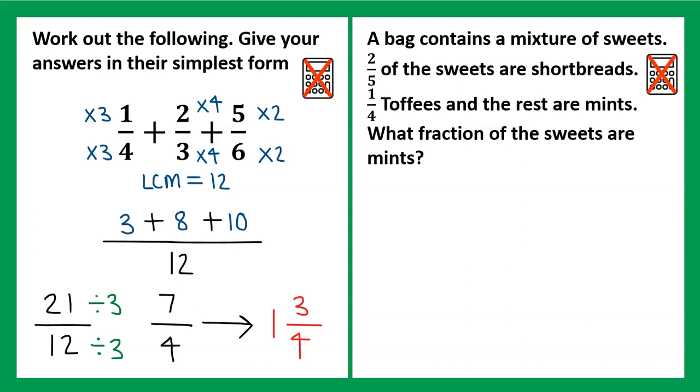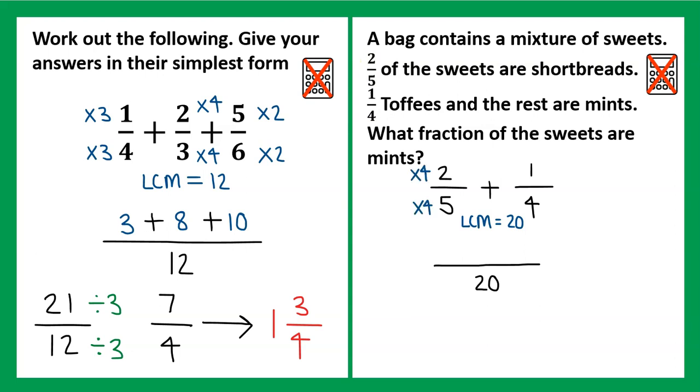To work out how many are shortbreads or toffees, we'll need to add these 2 fractions together. Our lowest common multiple is 20. We'll need to multiply denominator and numerator by 4 for the first fraction. So 2 times 4 is 8, and we'll need to multiply the second fraction's denominator and numerator by 5, and 1 times 5 is 5. Adding these together is 13 over 20.